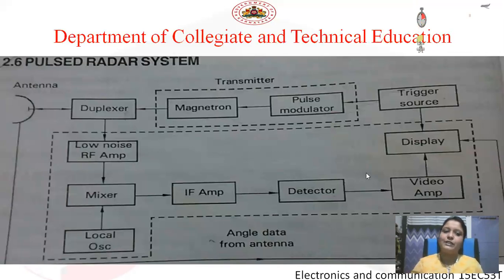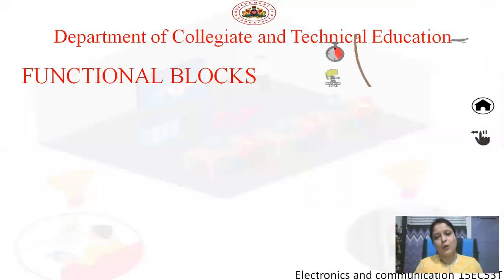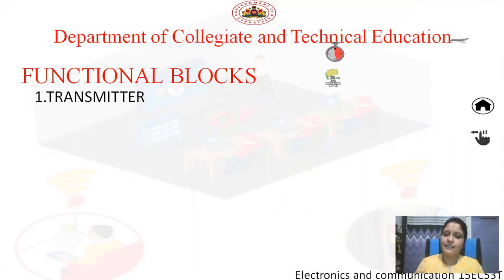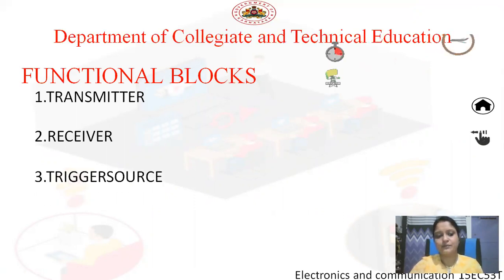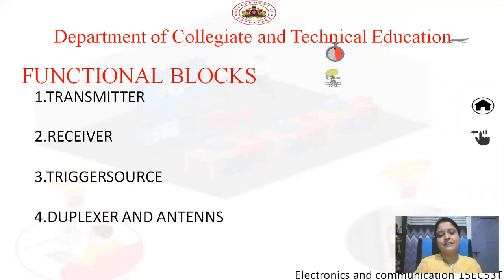Now, this is the explanation for the pulsed radar system. Once again, if you go through the functional blocks in the pulsed radar system, the first block is the transmitter section. The second block is the receiver section. Third is the trigger source. And fourth is the duplexer and the antennas. These are the main functional blocks of the pulsed radar system: transmitter, receiver, trigger source, and the duplexer and antenna circuit.